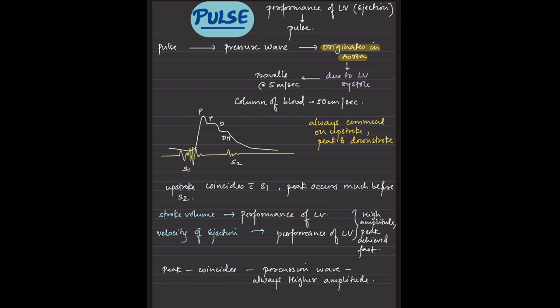Now, these are the two important variants of the left ventricle: the stroke volume and the ejection velocity. Very important in determining the pulse. So if the stroke volume is of high amplitude, naturally the blood is ejected at a higher velocity, and much of the cardiac output has been ejected out. So it will have a high amplitude.